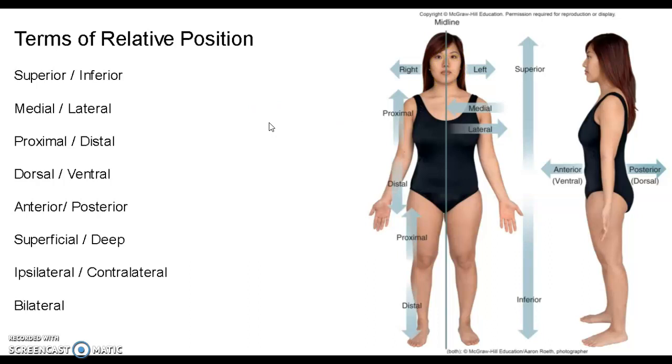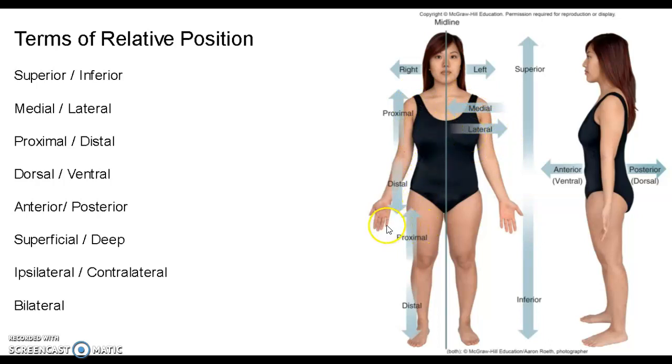Medial versus lateral. Medial means closer to this imaginary midline. Lateral means further away from the imaginary midline. So for example, your heart, which is just slightly off center in your chest, is medial compared to your lungs, which are closer to the outer edges.